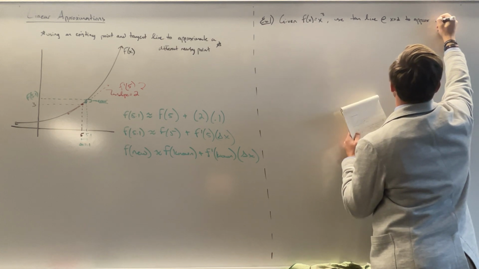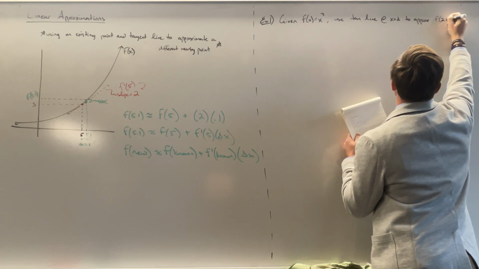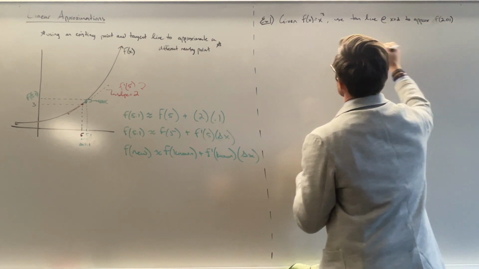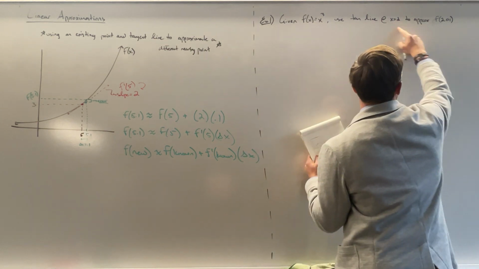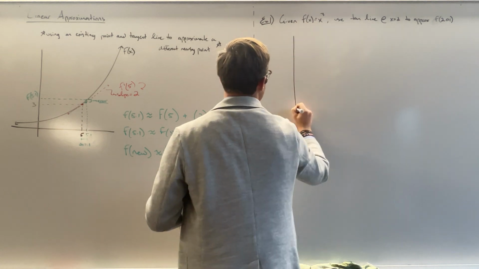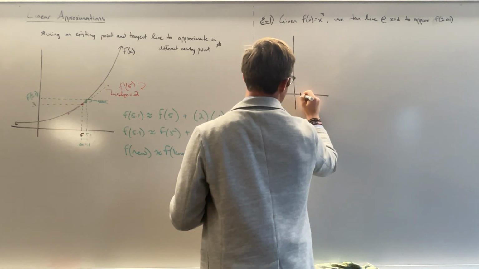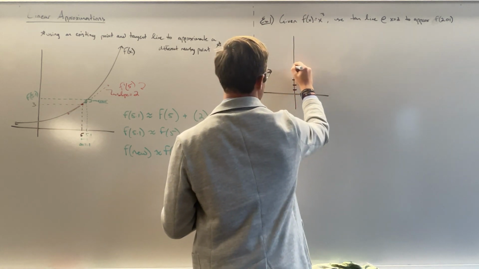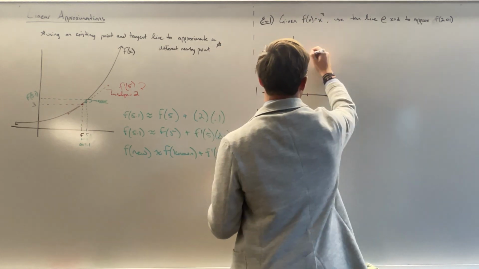So basically, approximate f of 2.01. We're going to use f of 2, the tangent line stuff with f of 2, to approximate what's happening at 2.01. So we can graph this. f of 2 is 1, 2, 3, 4, 5, 6, 7, 8. f of 2 is 8, so it's going to be up here.